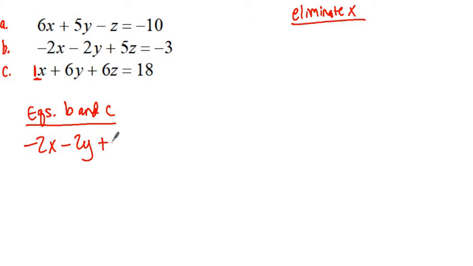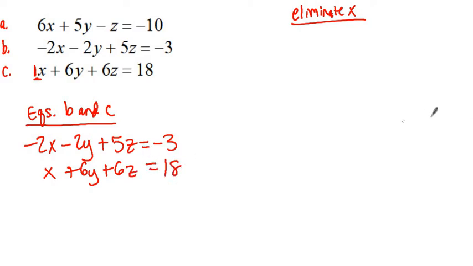Negative 2x minus 2y plus 5z. There is equation B, and then underneath it I'm going to rewrite equation C. And we've chosen to eliminate the x. How would we eliminate the x? The answer is we need those both to be two x's. Right now this is a 1x. So the way that we'll eliminate that is by multiplying the bottom one by 2 and then distributing.